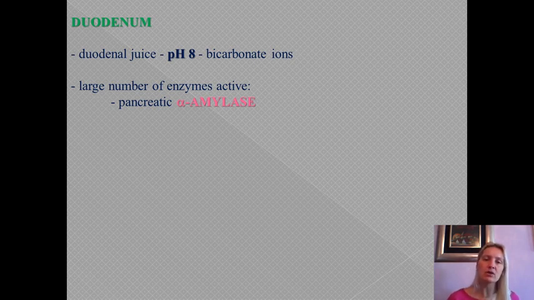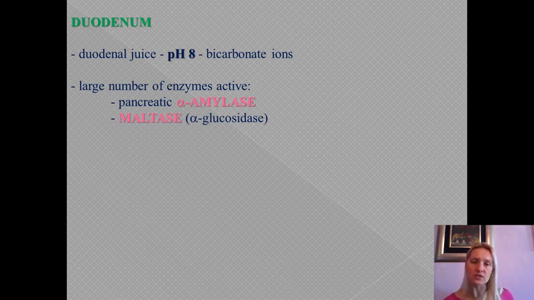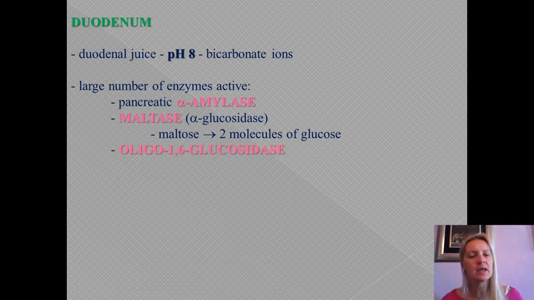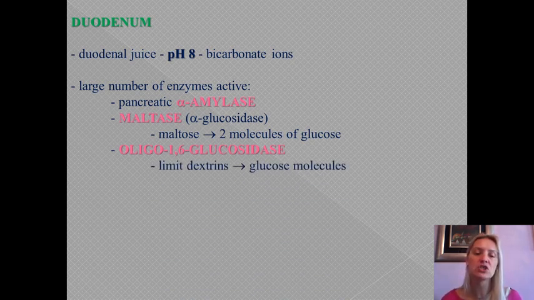So if we have a molecule of maltose, the enzyme is going to be maltase, or alpha glucosidase, because it degrades the alpha 1,4 glycosidic bond of maltose. So it degrades maltose to 2 molecules of glucose, to 2 molecules of monosaccharide. The next final product after the activity of alpha amylase were limit dextrins, if you remember, and one enzyme whose name is oligo-1,6 glucosidase is responsible for degradation of limit dextrins to glucose molecules.